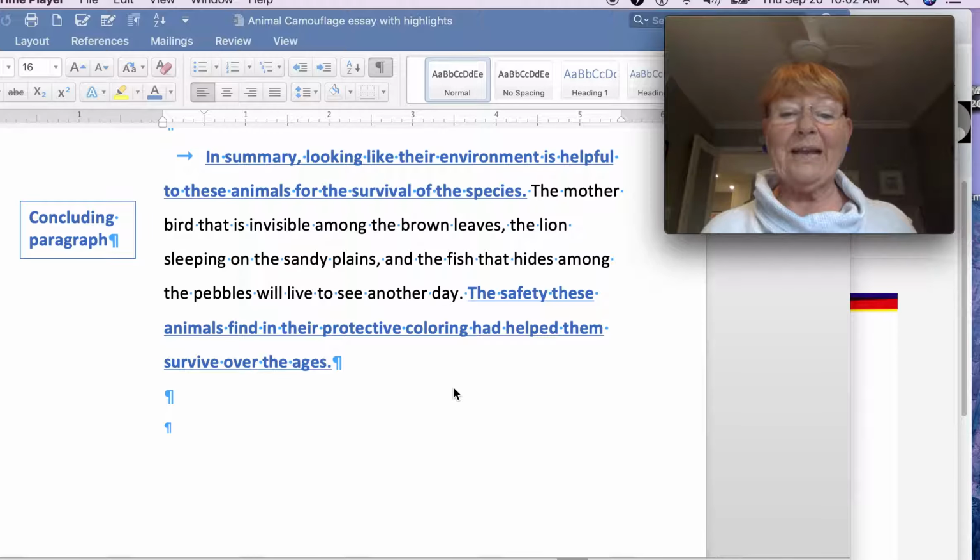We'll look at many, many different kinds of essays later on, but think about this 5-paragraph essay as your basic essay. And this is the way we're going to be writing in this class, with an introductory paragraph, body paragraphs, and a concluding paragraph. Hope you are enjoying it.